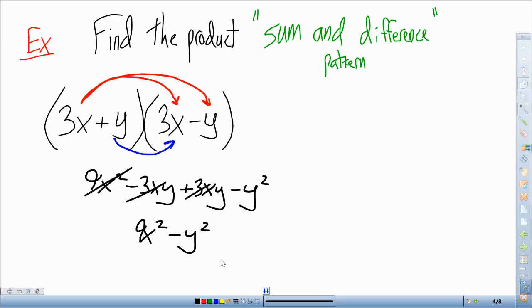Okay, and that canceling out of the two terms on the inside for these sum and difference patterns is always going to happen. All right. So if you ever look at this, you can potentially find a shortcut where you just say, oh, 3x times 3x is a 9x squared, and y times negative y is a negative y squared. That's the pattern they want you to notice.